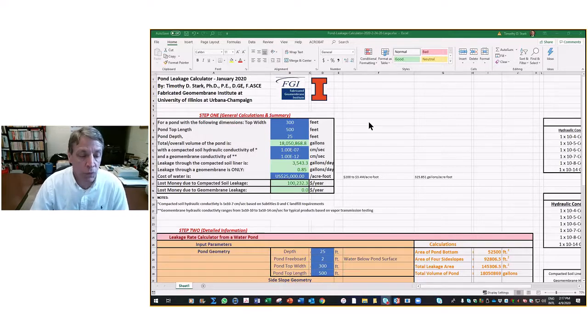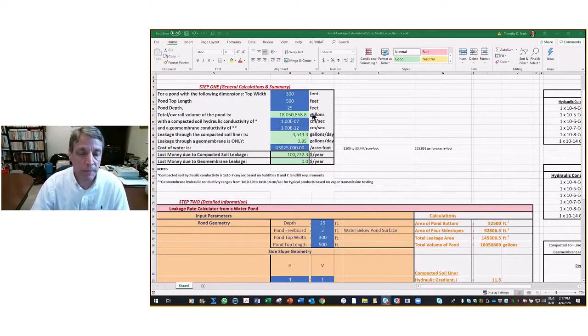So there are two main steps in the calculator, and that's shown on this particular screen. Step 1 is in the gray box, step 2 is in the tan box. The important areas are these blue cells that I'm pointing to. The blue cells are the ones that the user inputs.